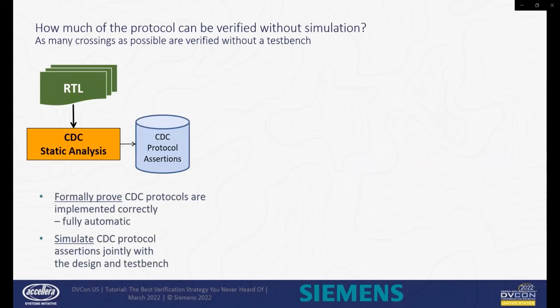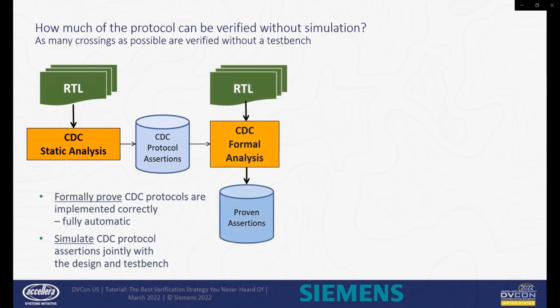Portions of CDC protocols can be verified without simulation. The RTL is examined statically for the presence of synchronizers and synchronization schemes. Assertions are automatically generated to ensure that the protocol is followed. Advanced tools such as Questa CDC can do deep formal analysis on these assertions versus the RTL to determine if the protocol is followed. In some cases, these assertions cannot be formally proven, and they are promoted to a testbench-based simulation and coverage flow.